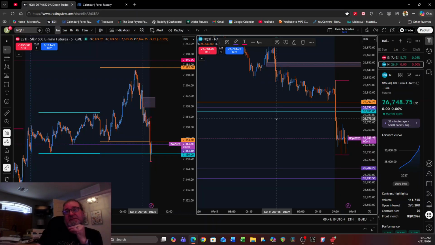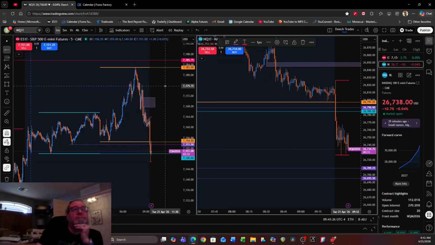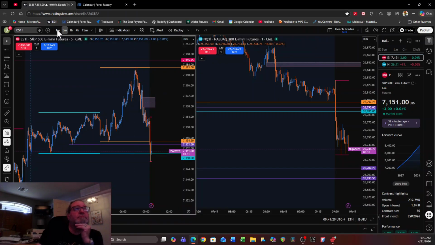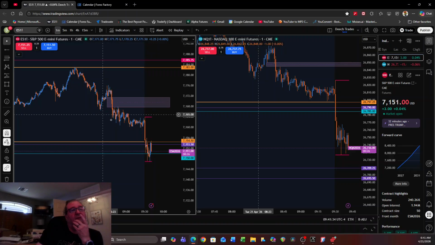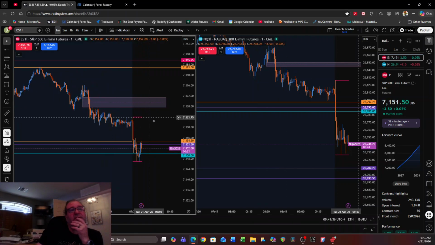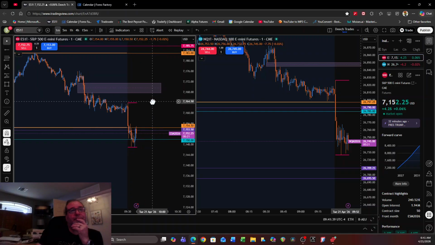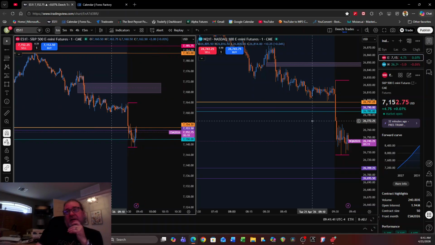Got a lot of chop is what we've got. We do have a little bit of a break of structure to the upside on the 1 minute in S&P. We do not have that break of structure on the NASDAQ. So right now we're showing a bullish SMT starting to form here.